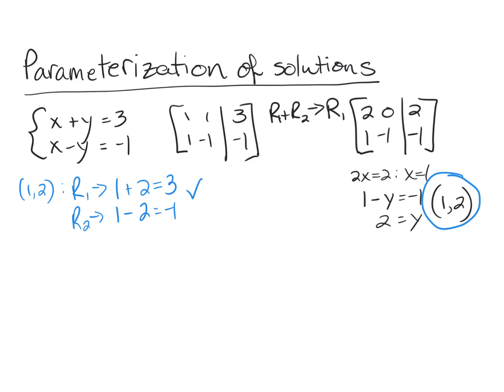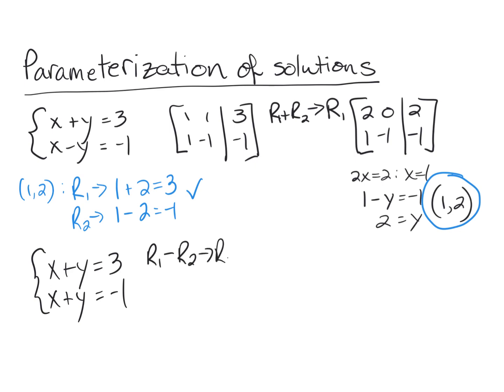Now, sometimes, however, you have a system where one line is a multiple of the other. In this case, if I say row 1 minus row 2, doesn't matter what I replace, I'm going to get 0, 0, right? X minus x, y minus y. And then 3 minus a negative 1.